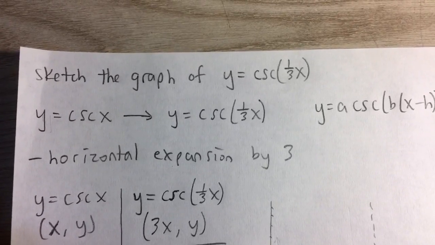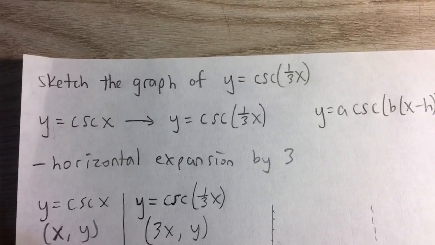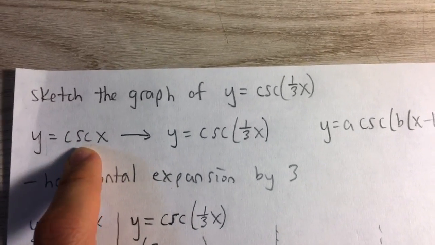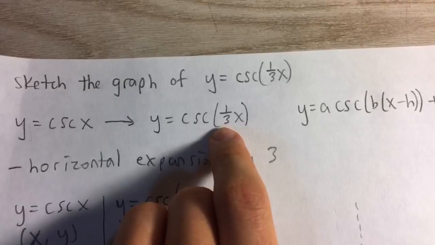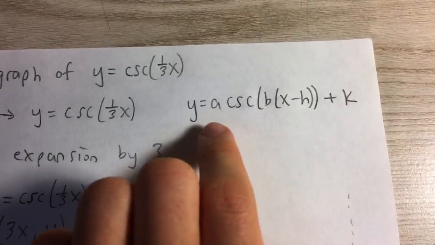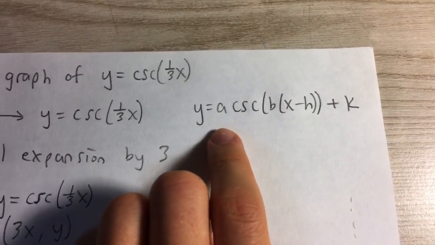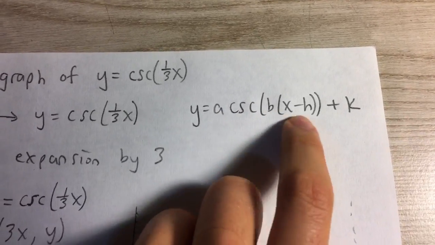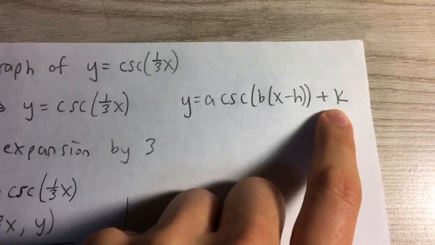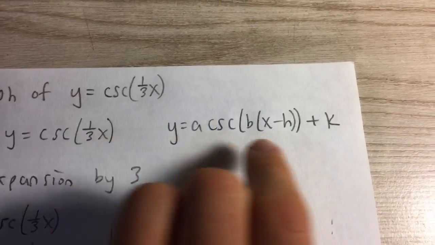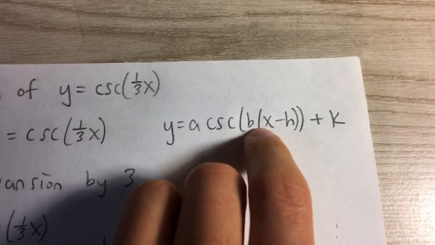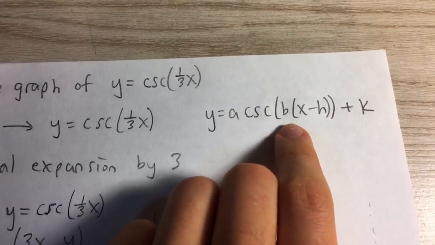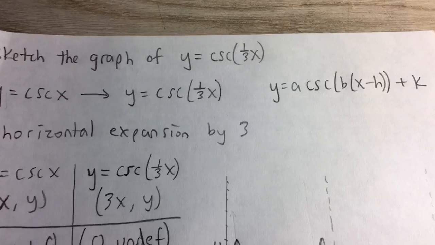Sketch the graph of y equals cosecant of 1/3 x. So first off, we're going to recognize the transformations compared to the original cosecant function, which you see we have this 1/3 here. We know that the general form of transformations is the h value in the front, then b times x minus h in the middle, and k at the end, so this 1/3 corresponds with the b value, the coefficient of x.